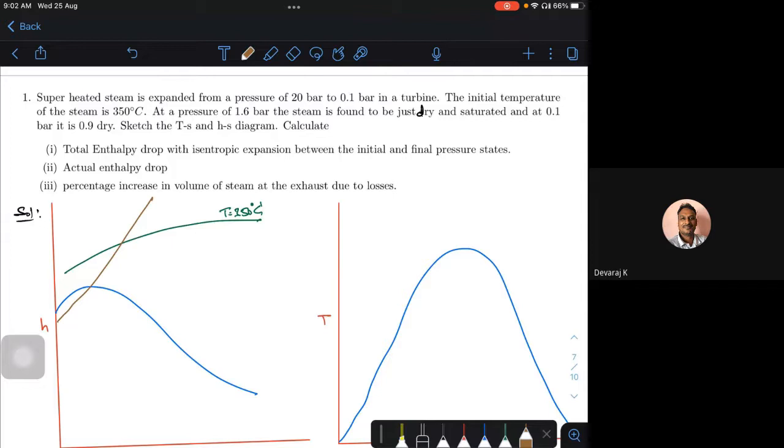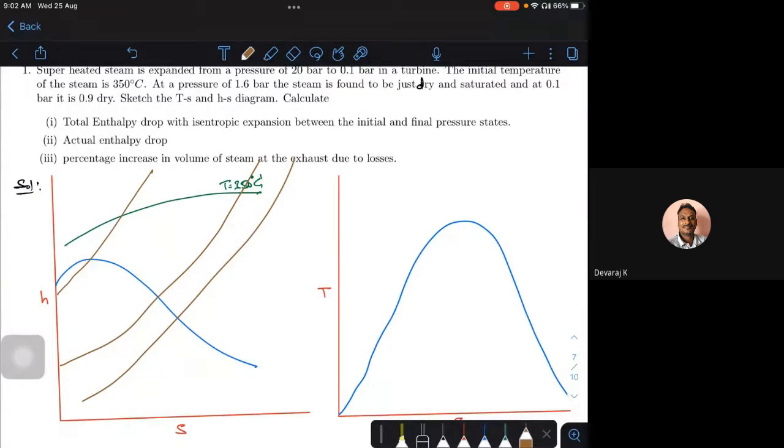I may have one more pressure, which is 1.6 bar. Let it go something like this. This is for 1.6 bar, and I have a pressure of 0.1 bar. So the 0.1 bar is something like this. I have three pressure curves. This is your 20 bar curve, that is P equal to 20 bar. This is P equal to 1.6. This is P equal to 0.1.